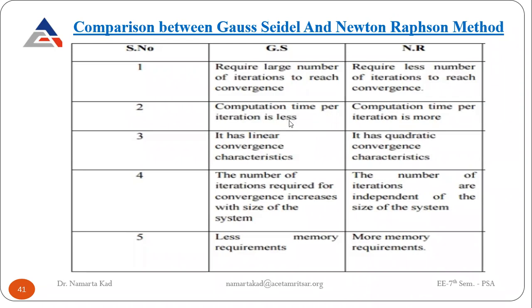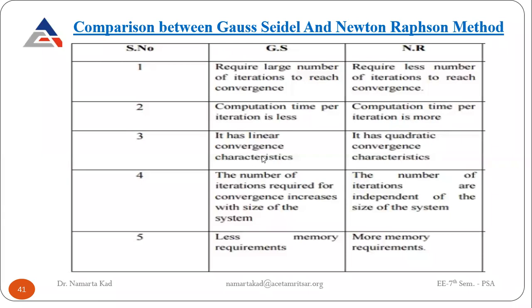Why is it less? Because the number of equations involved is less in the Gauss-Seidel method, and the equations are easy to calculate. But here in the Newton-Raphson method, the computation time per iteration is more, because a large number of equations are involved, and also solving the equations is not simple. Here we have to take multiple differentiations, not simple plus, minus or multiply. The differentiation concept we have to introduce in it. So the computation time per iteration is more here.